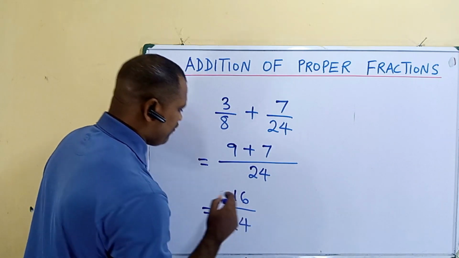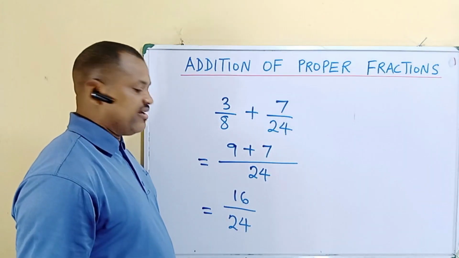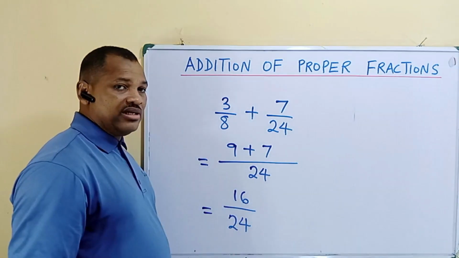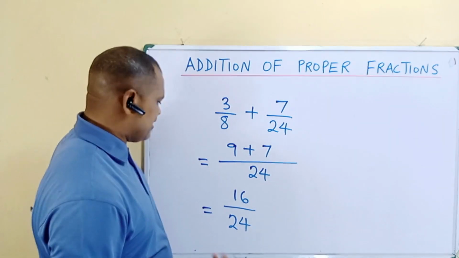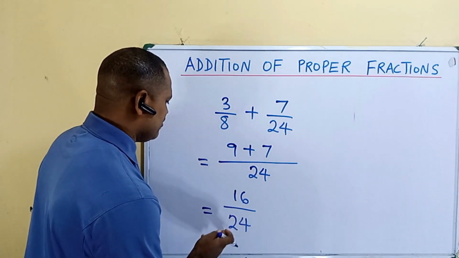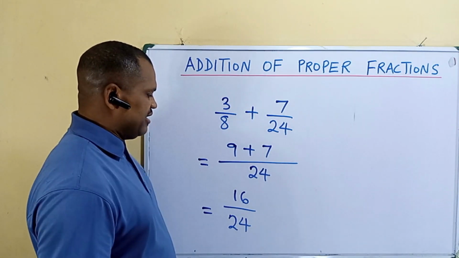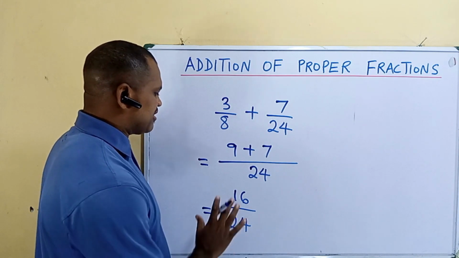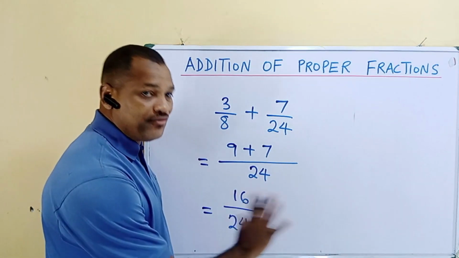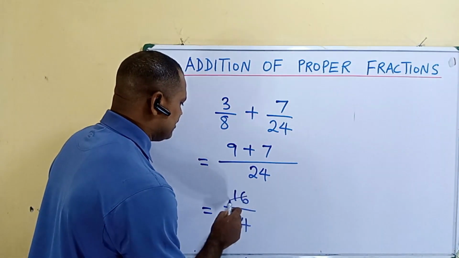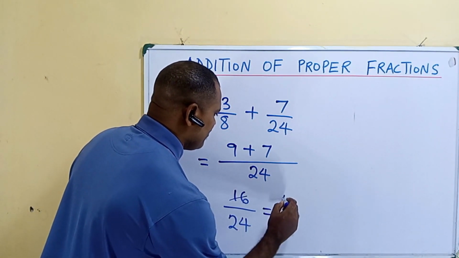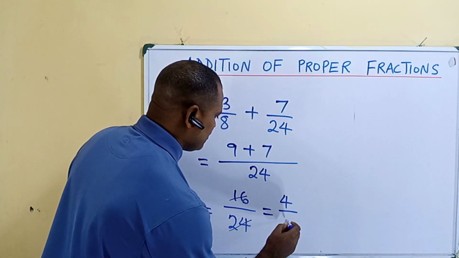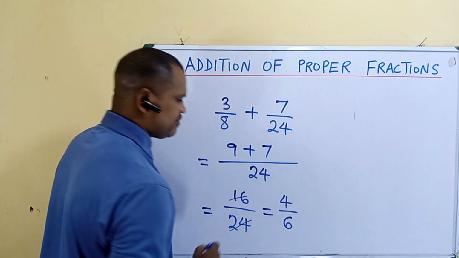You ask yourself, is there a number that can divide both of them without remainder, a common factor? The answer is yes. 4 can divide both of them. Even 8. 8 is the HCF. But you can go ahead with 4. 4 into 16 will give you 4 times. 4 into 24 is 6 times.